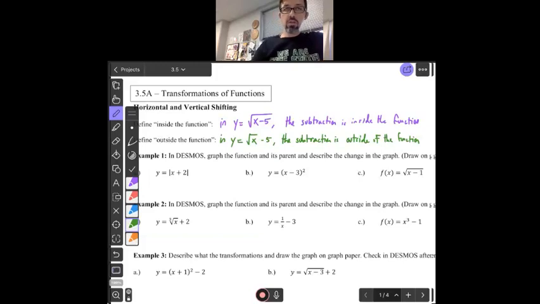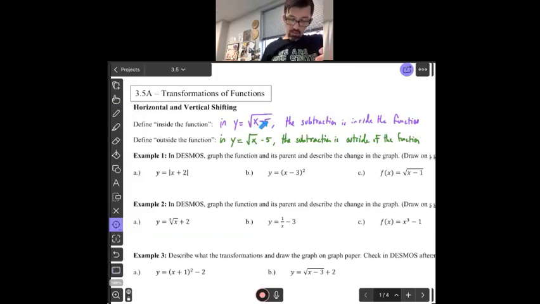So it's an order of operations issue where if we knew what x was, if x was 7, we'd say 7 minus 5, and then we would square root. So the subtraction would happen first, right? So kind of inside-ish. Then the function would happen. So the function here is the square root.